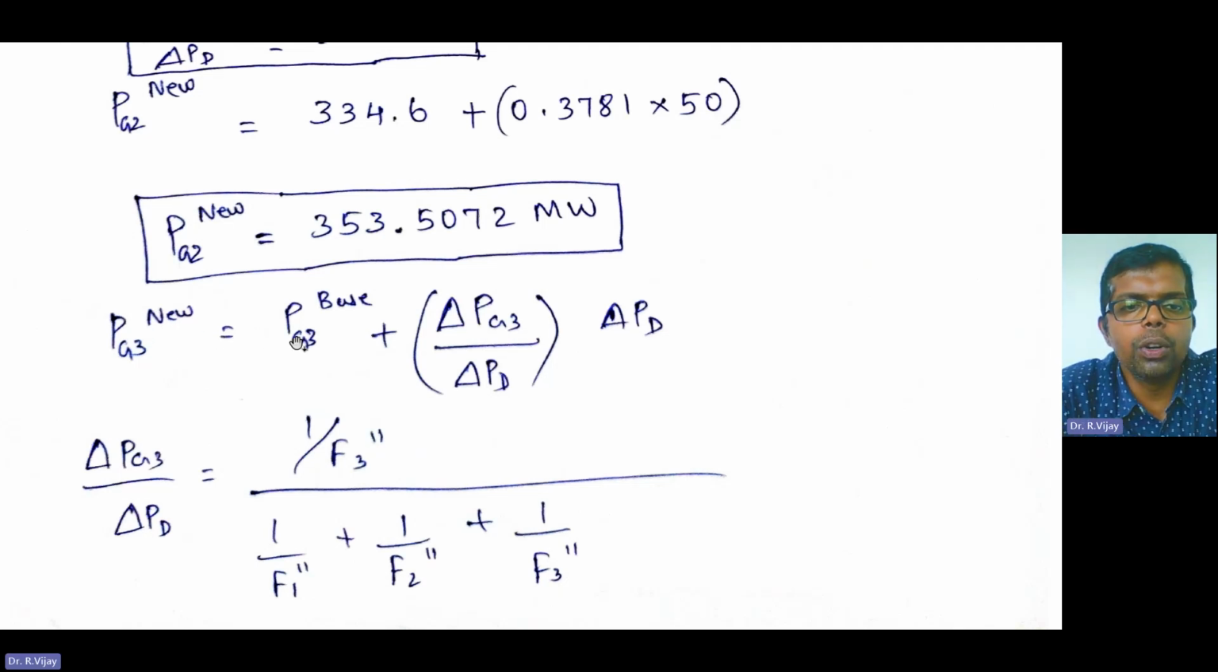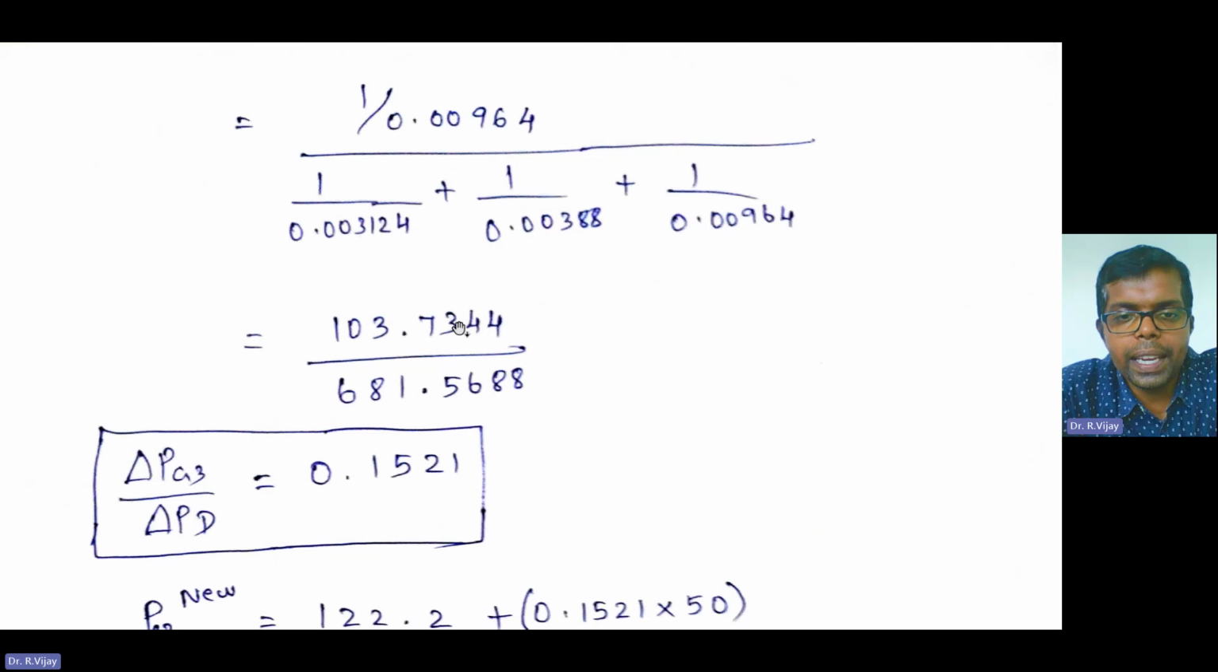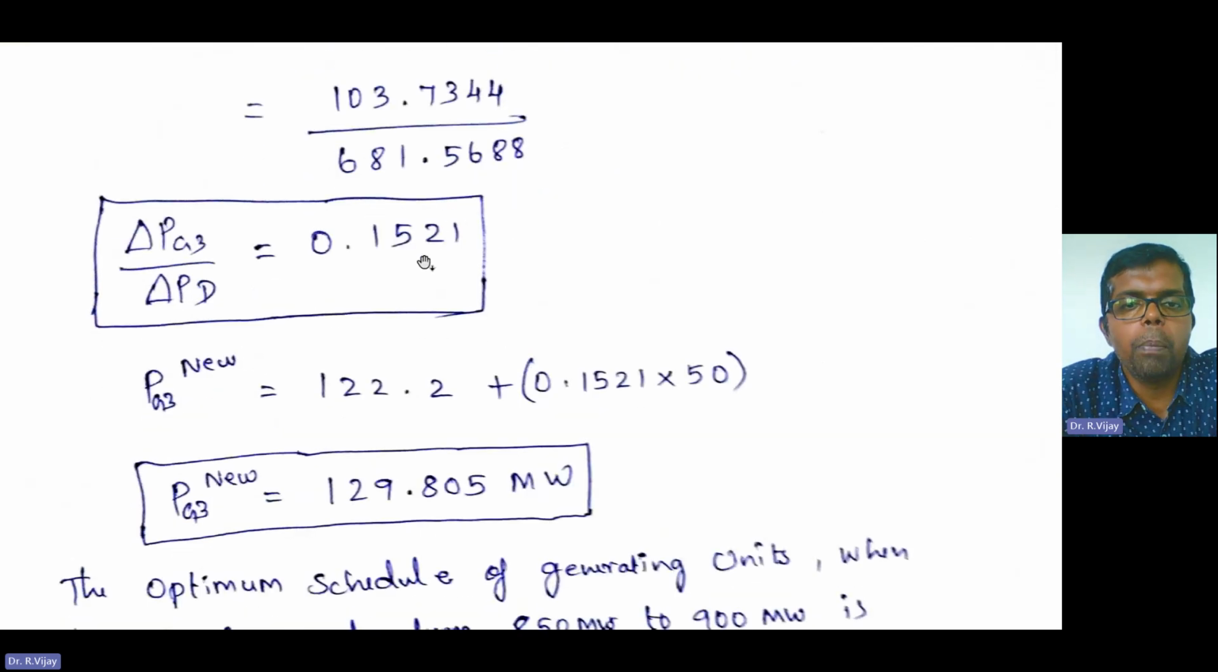Similarly, PG3 new. PG3 new is equal to PG3 base plus del PG3 divided by del PD into del PD. Just calculate del PG3 divided by del PD. Del PG3 divided by del PD is equal to 1 divided by F3 double dash, the whole divided by 1 divided by F1 double dash plus 1 divided by F2 double dash plus 1 divided by F3 double dash. We already calculated all these things. Just substitute and simplify. We are getting the answer as 0.1521.